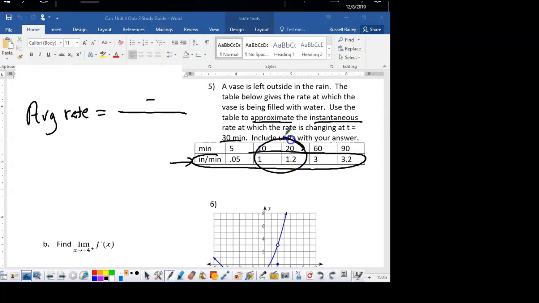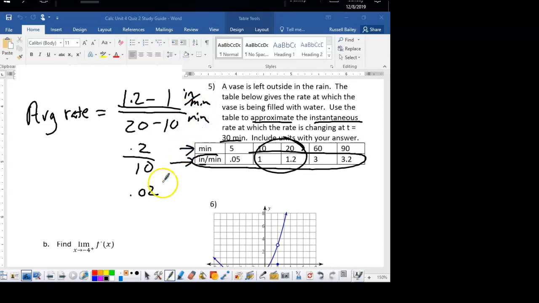So that would be these two, 20 and 10. At 20 and 10, we're going from 1 to 1.2, right? Subtracting those, we get 0.2 over 10, which is going to be 0.02. And you want to get your units once again, right? The top came from this row here, which is inches per minute, and the bottom comes from this row up here, which is minutes. So it's inches per minute per minute, or in other words, inches per minute squared.